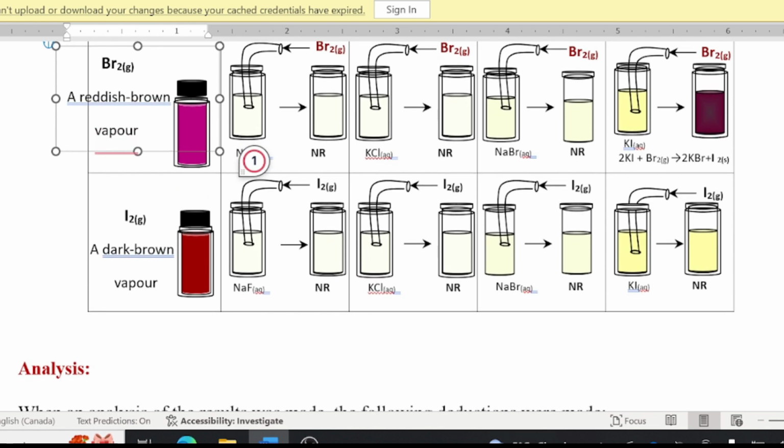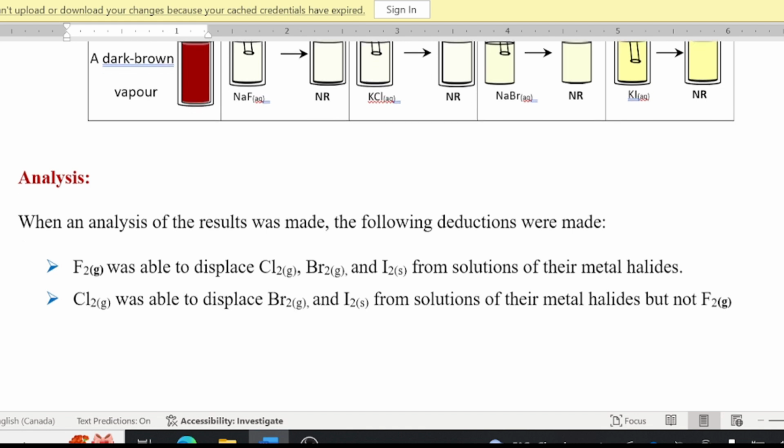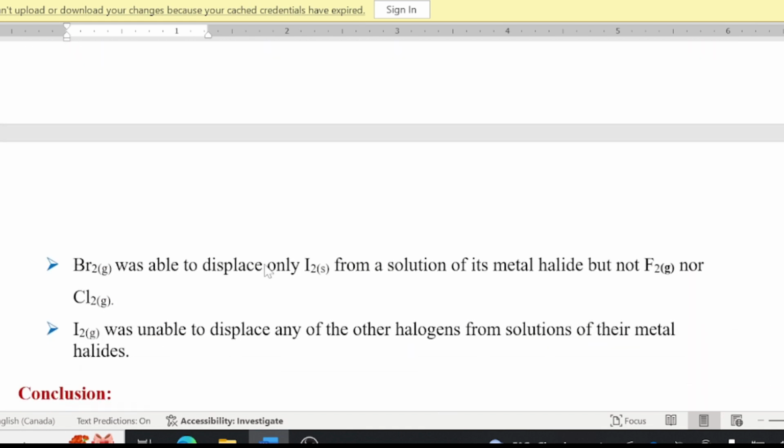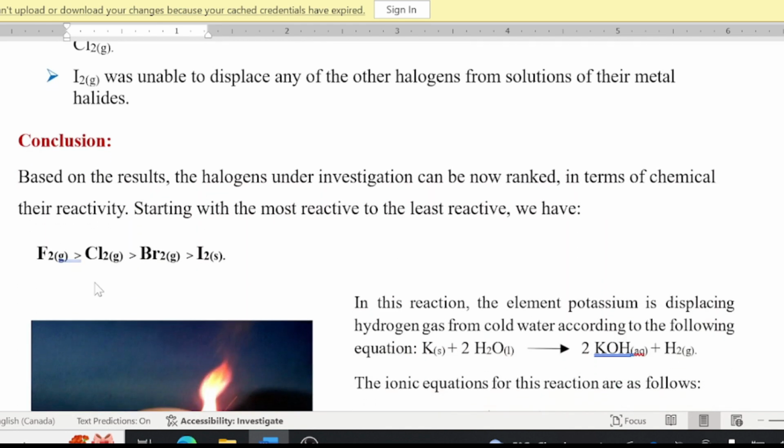So now you look at how you displace this. Fluorine was able to displace all of these from the metal halides. Chlorine was able to displace these, and not fluorine. Bromine was only able to displace iodine, and not those. Iodine wasn't able to displace anything. So this is going to be your mini reactivity series there for the halogens. Fluorine is more reactive than chlorine, chlorine than bromine, and bromine than iodine, okay?